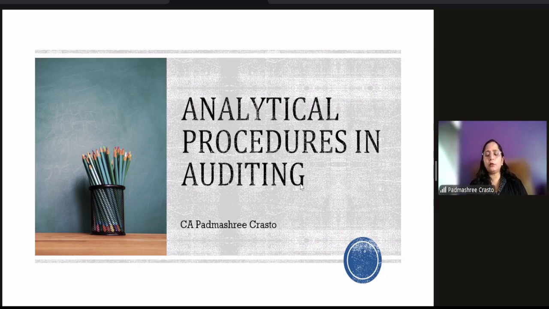Today we are going to discuss analytical procedures that we can use in the audit. To give you a background, when we plan the audit strategy, we always have three types of testing that we can do. One is TOC, which is test of controls. Second is the analytical procedures that we are focusing on today. And third is testing of details or other substantive procedures, as we call them.